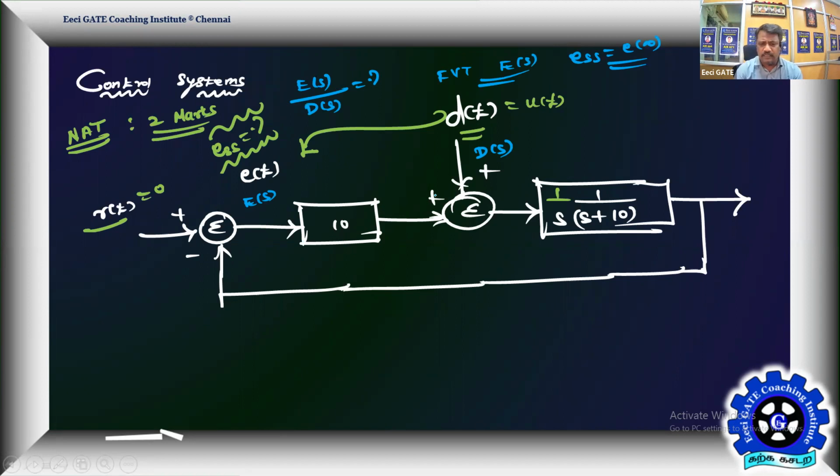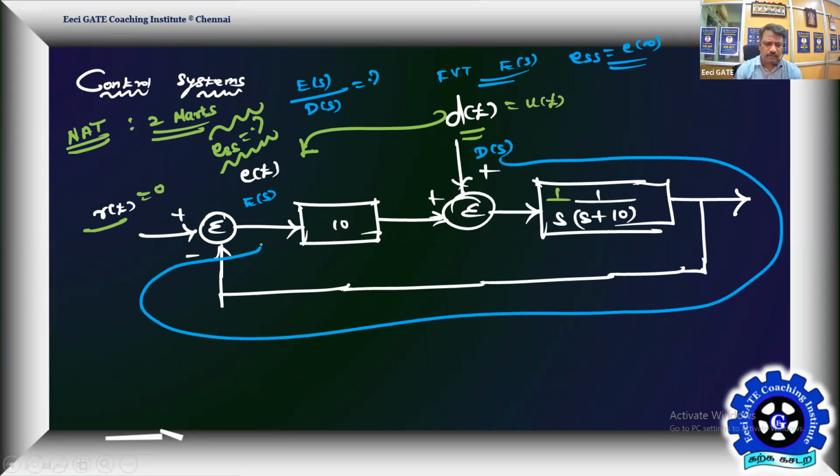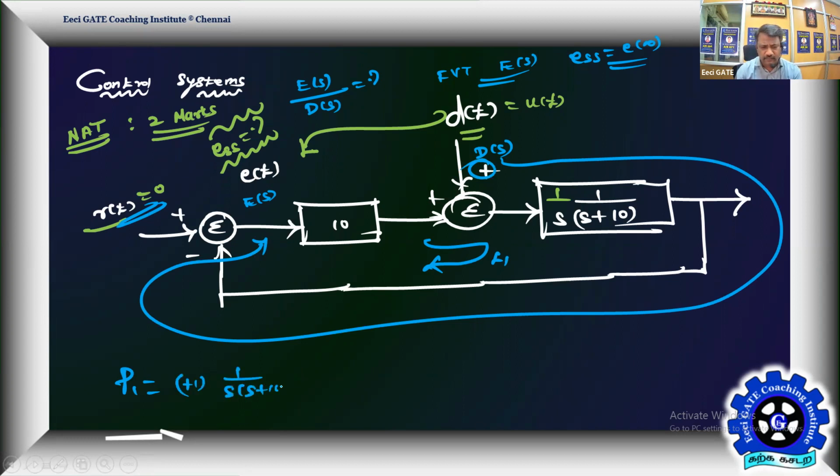Yes. So then start from D of S. So this is the forward path. This is how you can reach your E of S. R of t is already made 0. Then how many loops? Only one loop. We have loop 1, so one forward path. I'm visualizing the block diagram as an SFG and going by the gain formula. What is P1? P1 is starting with this +1, so it is +1 into the transfer function 1 by S into S plus 10.